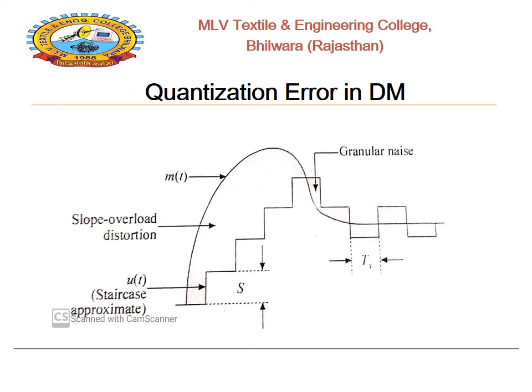And the second part is granular noise. Granular noise is generated when the slope of the continuous time signal is decreasing rapidly, faster than the staircase approximation can decrease. So slope overload distortion is created when the slope of m(t) is increasing rapidly, and granular noise is created when the slope of the continuous time signal is decreasing. These two errors are generated because of that.